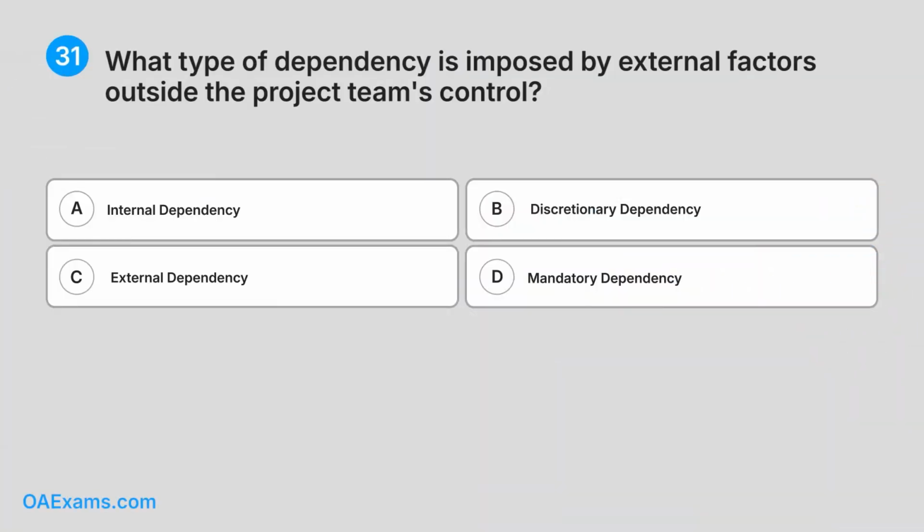31. What type of dependency is imposed by external factors outside the project team's control? A. Internal dependency. B. Discretionary dependency. C. External dependency. D. Mandatory dependency. What do you think is the answer?